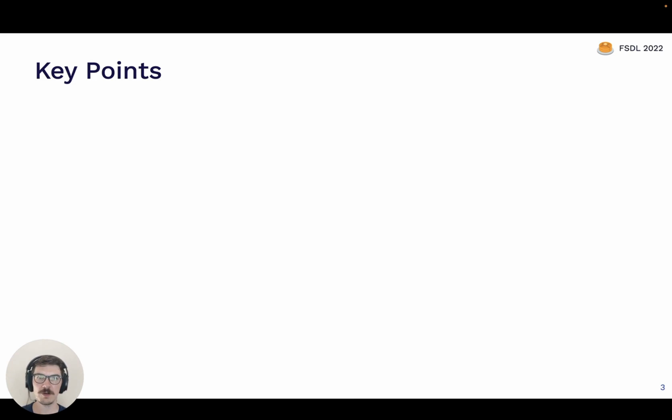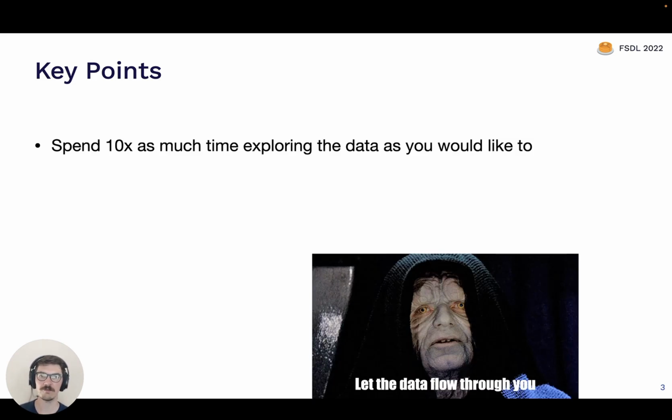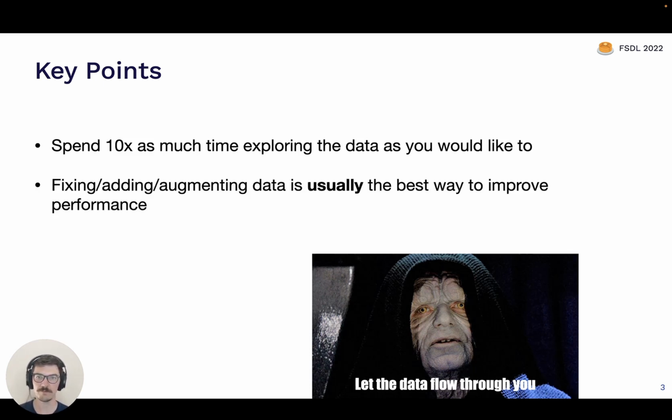The key points of this presentation are going to be that you should do a lot of it. You should spend about 10 times as much time exploring the data as you would like to, and let it really just flow through you. And usually the best way to improve performance of your model is going to be fixing your data set, adding to the data set, or maybe augmenting your data as you train. And the last key point is keep it all simple.